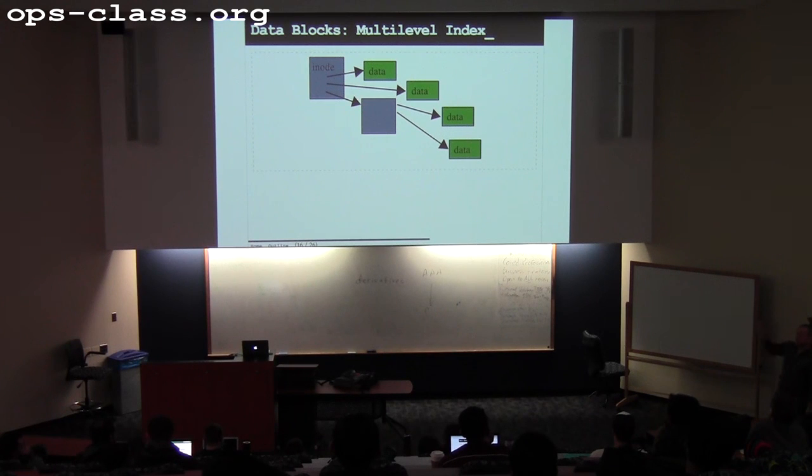If the file got even bigger, I could allocate a pointer to a block that itself had pointers to other blocks that have pointers to data blocks. And you can just imagine this keeps going and going and going. So on modern file systems now, you can use this technique to essentially address, I can't remember, ZFS, I think the maximum file size is like in the petabytes or something.